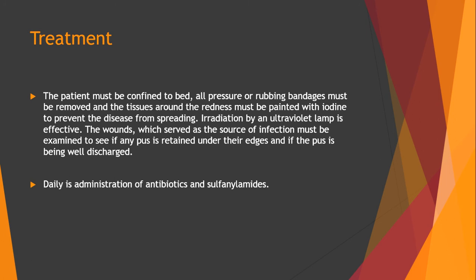Treatment. The patient must be confined to bed, all pressure and rubbing bandages must be removed, and the tissues around the redness must be painted with iodine to prevent the disease from spreading. Irradiation by an ultraviolet lamp is effective. The wound, which served as the source of infection, must be examined to see if any pus is retained under its edges and if the pus is being well discharged. Daily administration of antibiotics and sulfonamides.